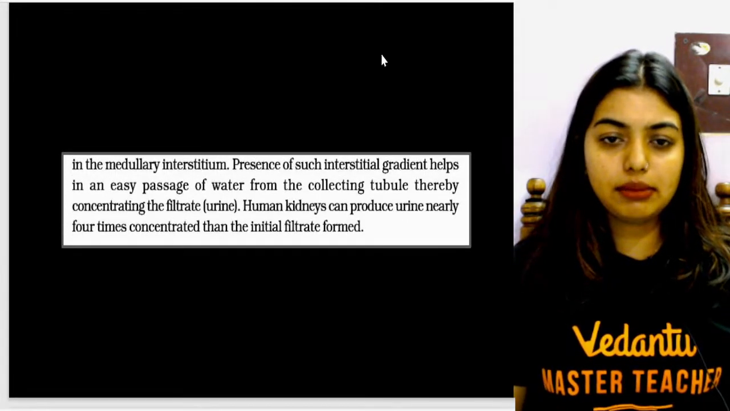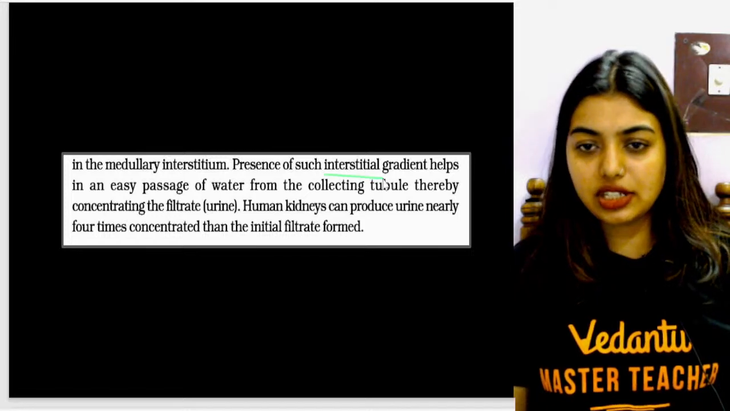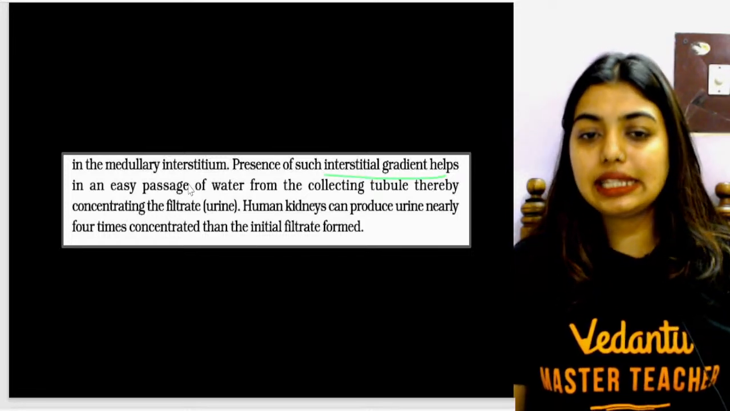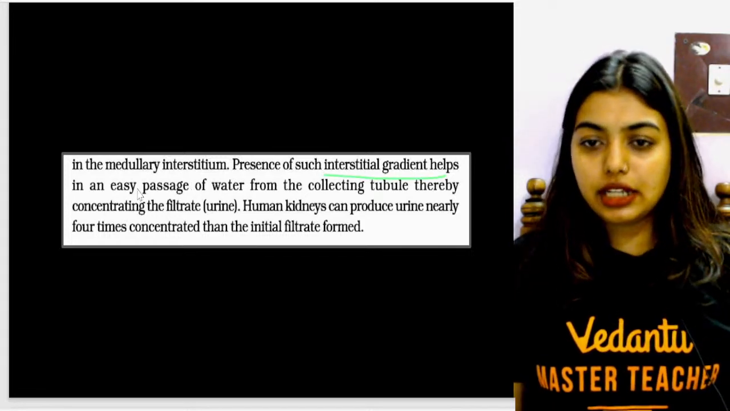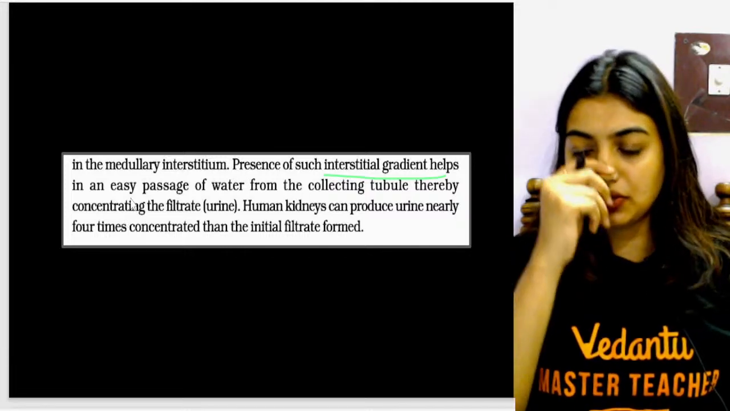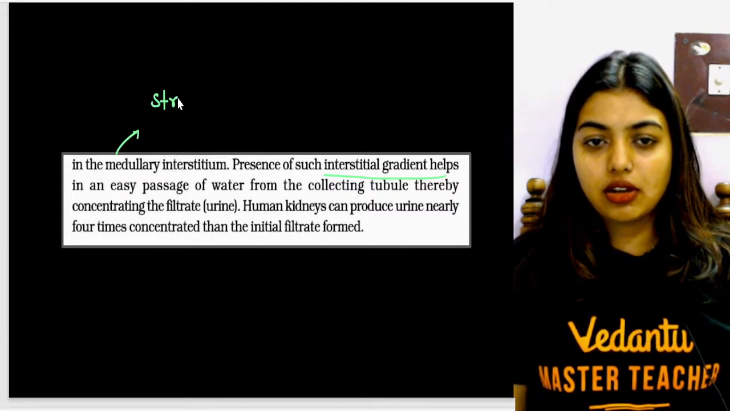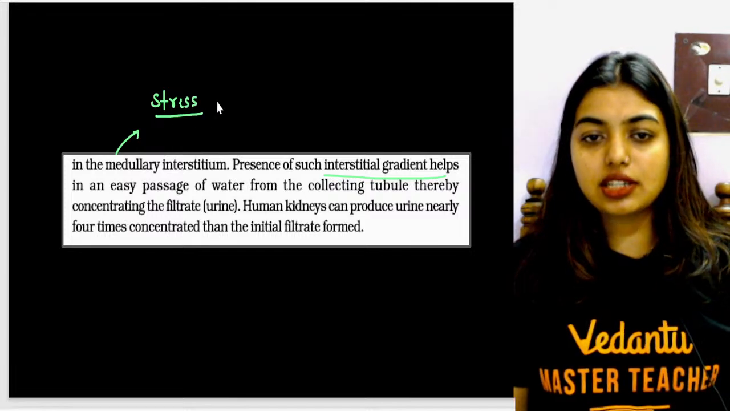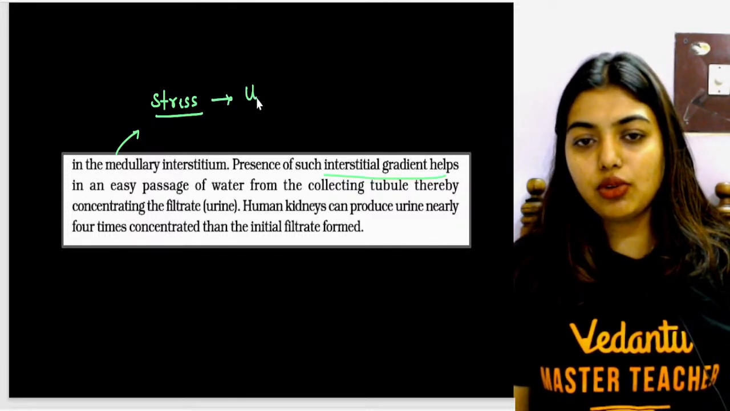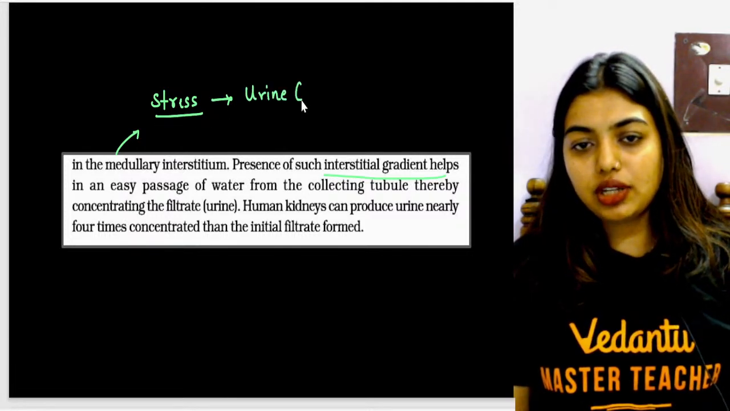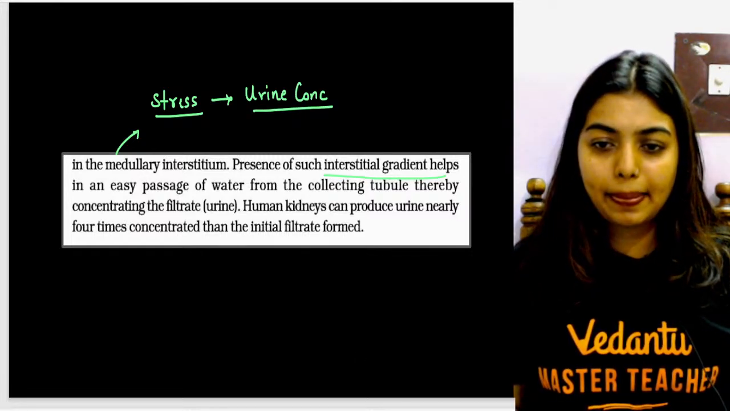So students, in the medullary interstitium, the presence of such an interstitial gradient helps in an easy passage of water from the collecting tube, thereby concentrating the urine. As I told you, this usually happens in a stress situation, and that helps make sure that the urine gets concentrated.